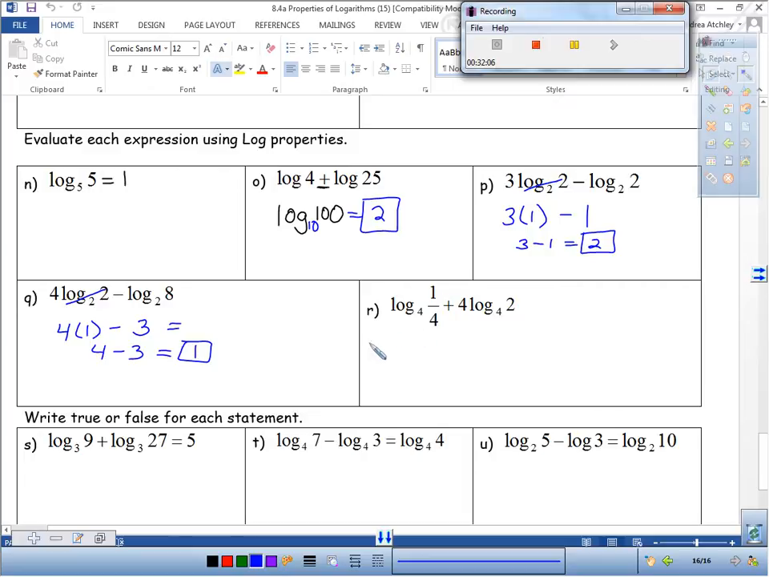This one we might want to combine. Log base 4 of 1/4. I know that one. Does anyone know what 4 to the what power is going to give me 1/4? Negative 1. Since it's going to be a fraction, I know that my exponent has to be a negative exponent. And that gives me then this. I don't know 4 to the what power gives me 2. Some people might know. Does anyone know 4 to the what power is going to give me 2? 1 over 2, the 1/2.